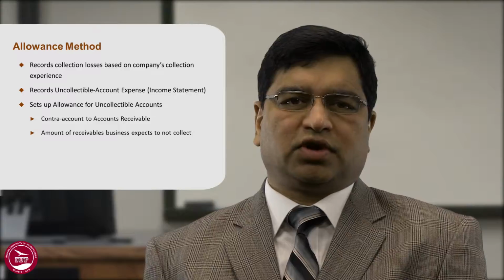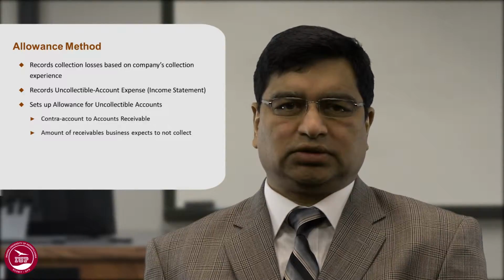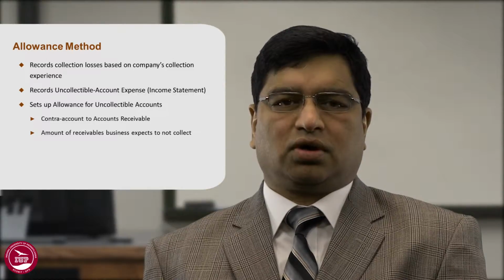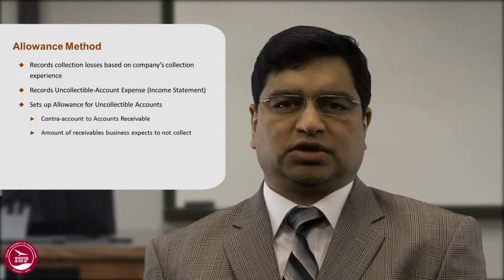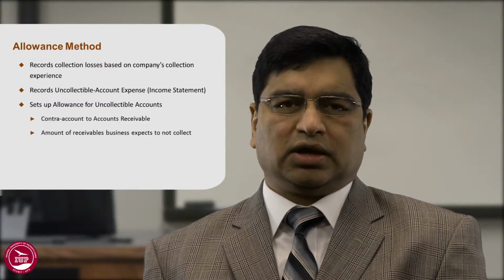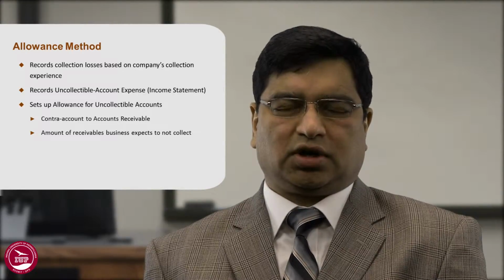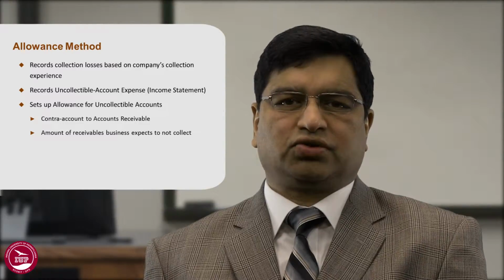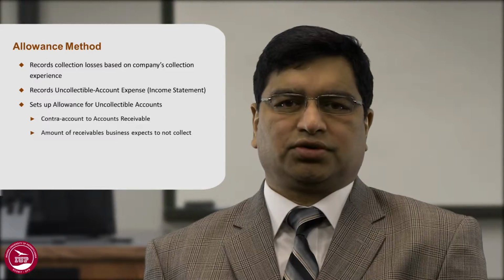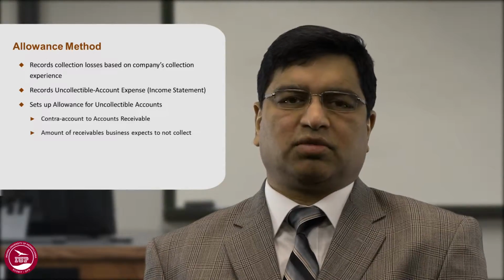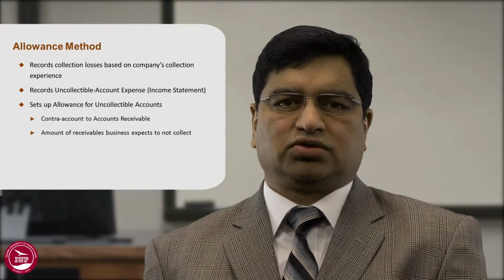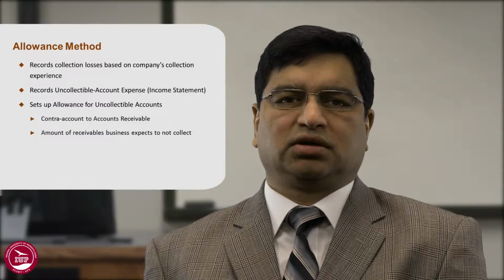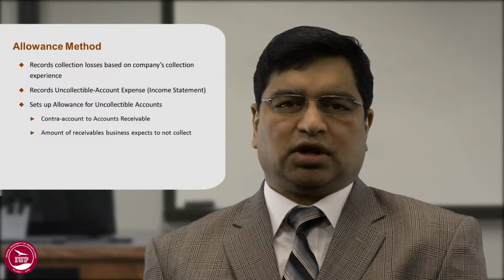You've got two methods. One of them is called the allowance method. In this case, you record the uncollectible account expense as part of the income statement, and you also set up an allowance for uncollectible accounts, which is a contra account to the accounts receivable. It is shown as a reduction from the accounts receivable, and this is the amount we do not expect to be collected, so that the accounts receivable are reflected at the value they should be.